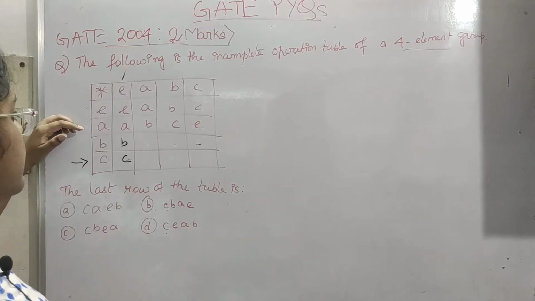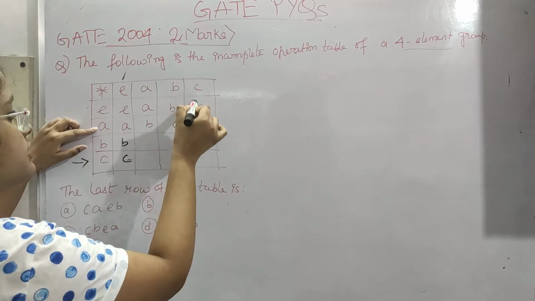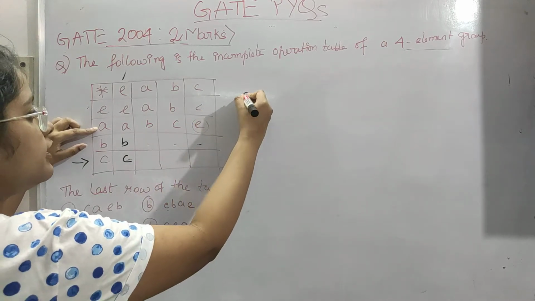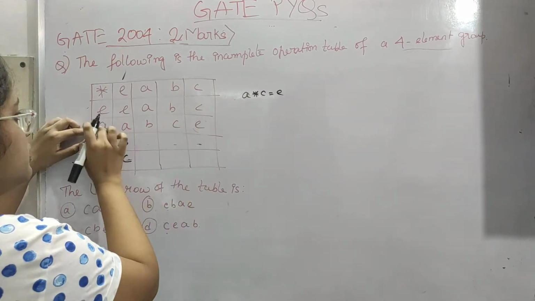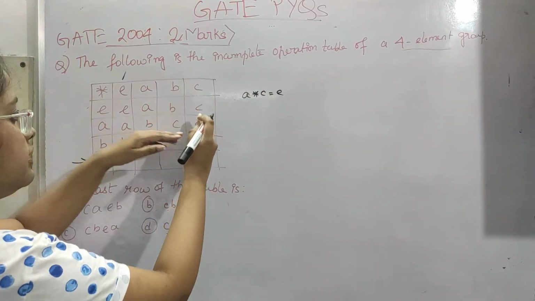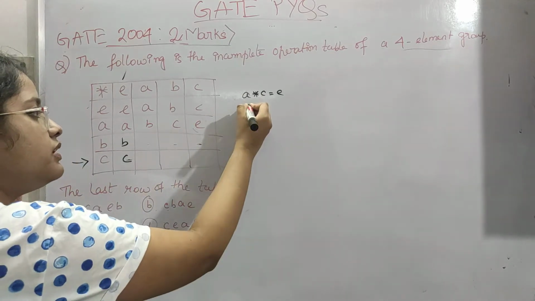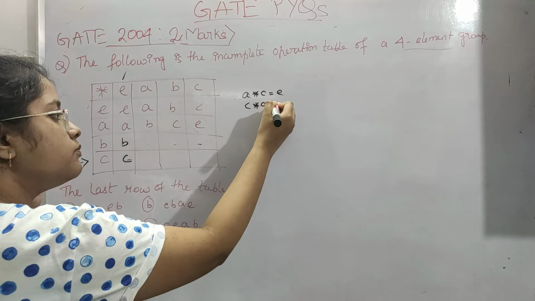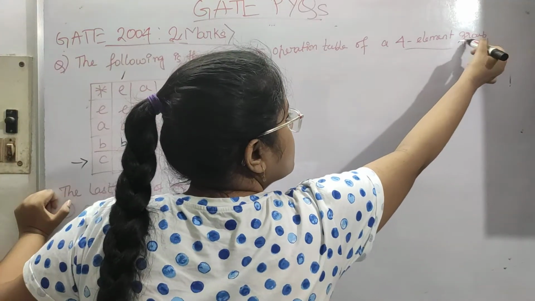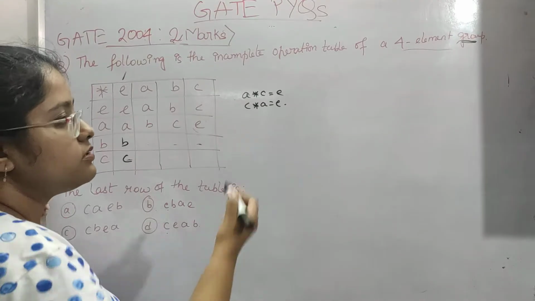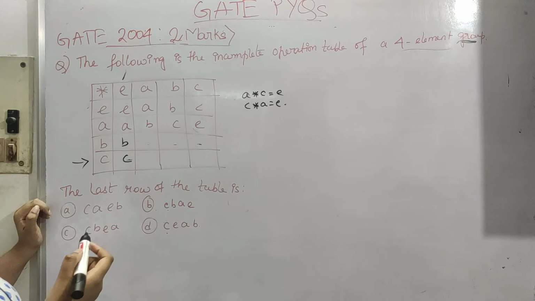So now here if we try to find out, see that A star C is E. So A star C is E is present. Okay, so if we check this row and this column, it is coming as A star C is E. So C star A will also be E. Okay, since it is a group, it is already mentioned. Okay, so it is very important to notice that it is already a group. So now let's see.